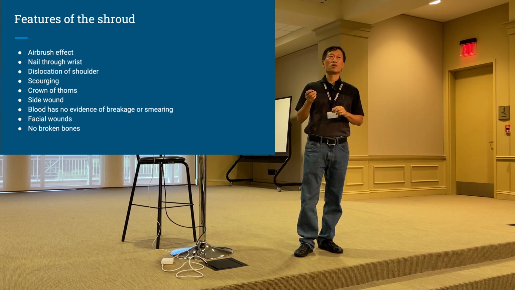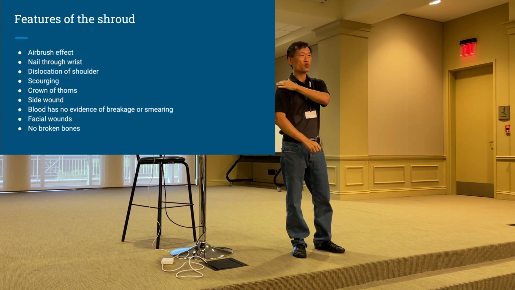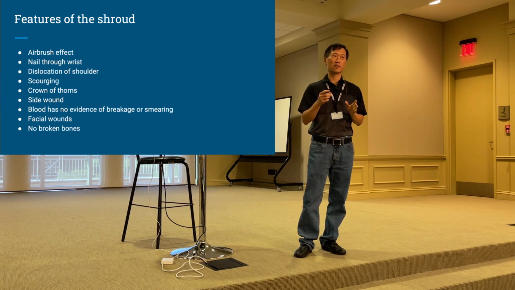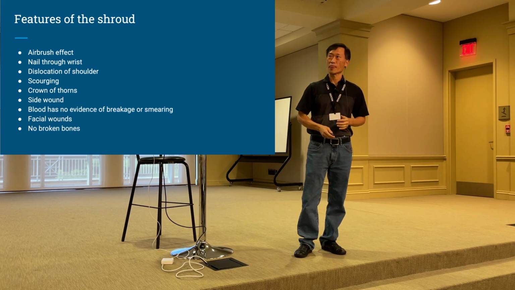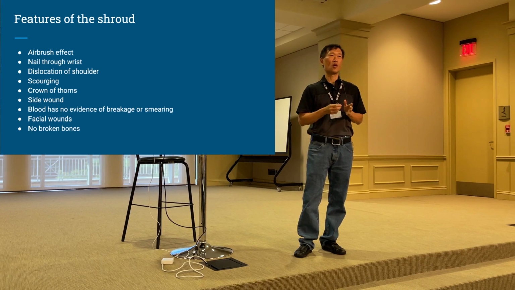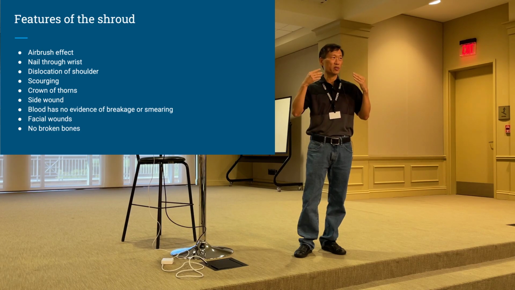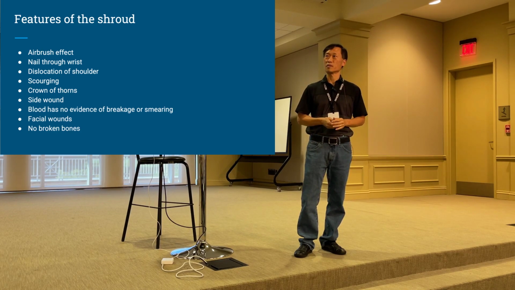Dislocation of the shoulder. If you look at the shroud, his right shoulder is a little bit lowered and his right arm is longer. The doctors have analyzed this and discovered that the man on the shroud had a dislocated shoulder. We have scourge marks all over the body. This is also contrary to artwork. We see scourge marks covering the entire front and back of the body.